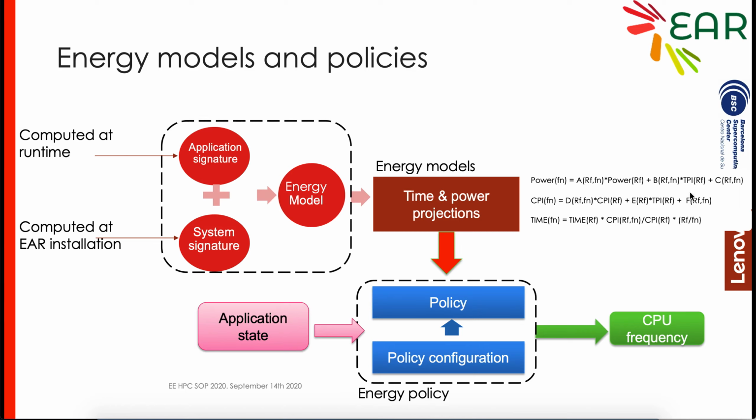You can see in the picture the basic energy models EARL includes. They generate time and power projections for all the CPU frequencies. These projections, together with the specific policy configurations and the current application state, are used to select the CPU frequency dynamically. Application state means whether we are still computing the application signature, whether it's the first time; it's not related to the application, but to the internal EARL library state diagram.